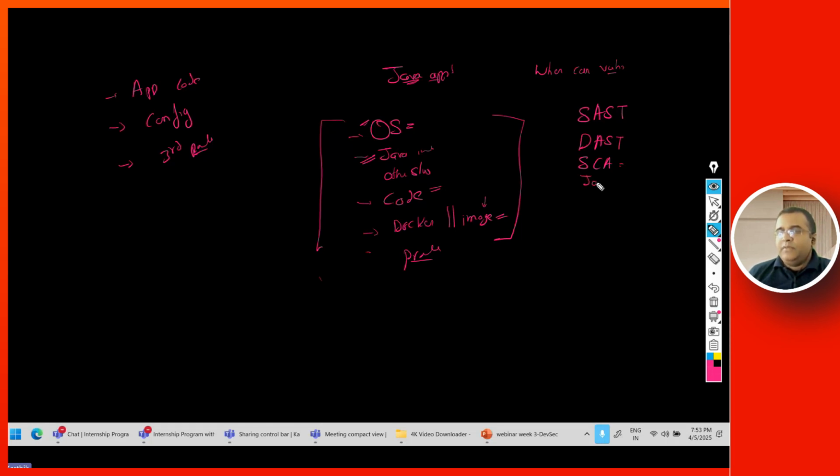Let's say I'm using Java, it will check for that. If I'm using jQuery for a front end, it will check all the third-party components that are there. Is there any vulnerability? Do we need to update the software that we are using? All those things will be taken care of by the SCA.